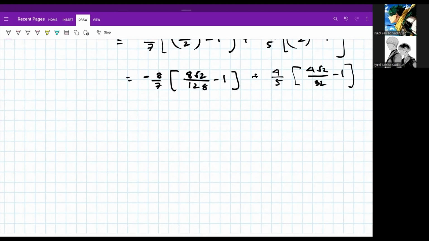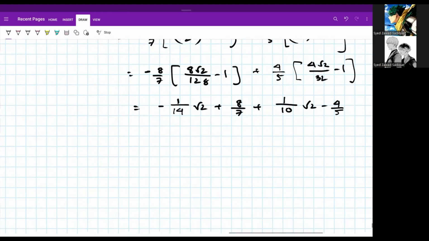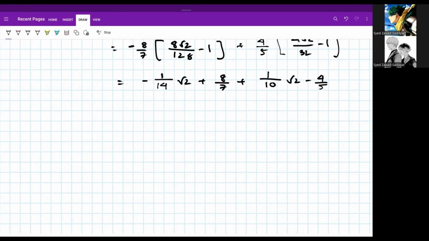Then multiply the constants. So if you multiply the constants, we will have minus 1 by 14 root 2 plus 8 by 7 plus 1 by 10 root 2 minus 4 by 5, which we can later add this and this, and add this and this.